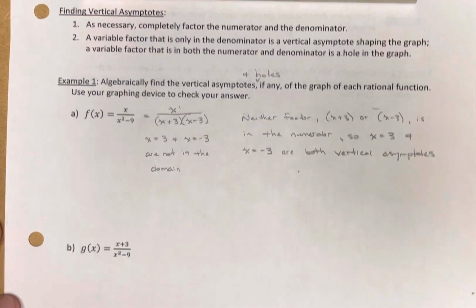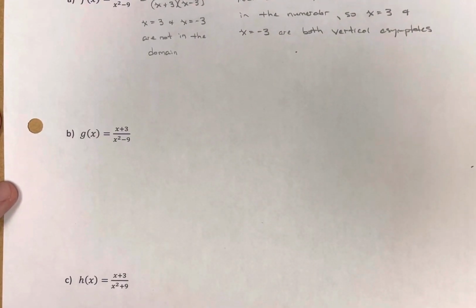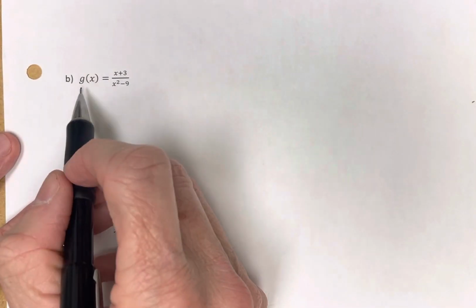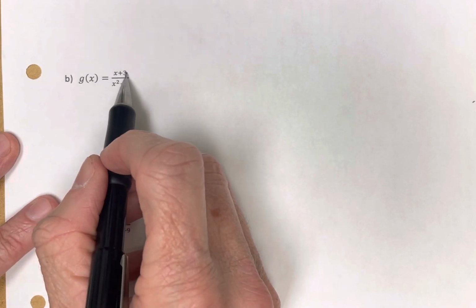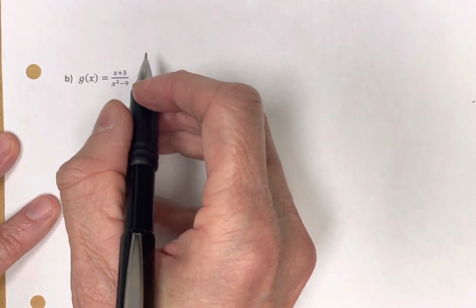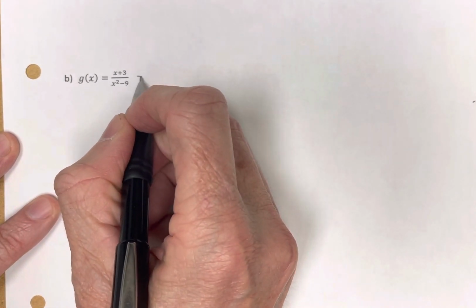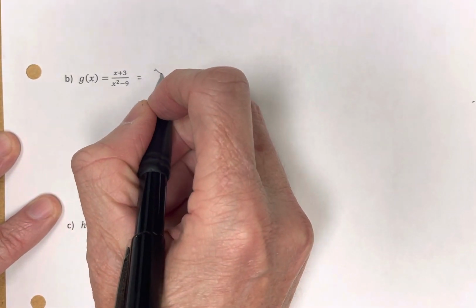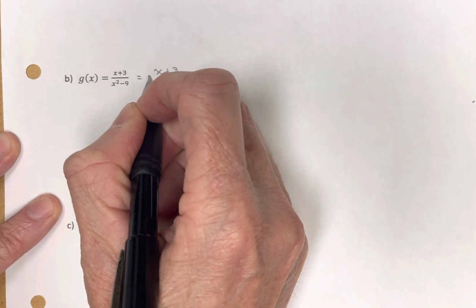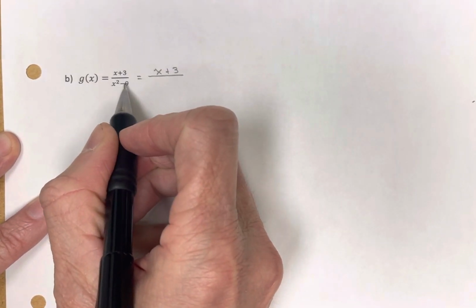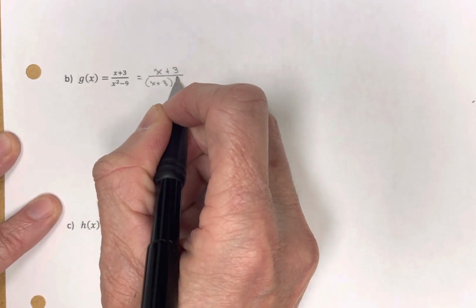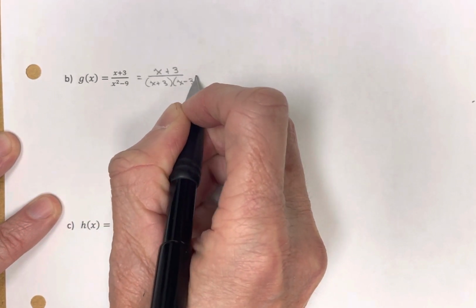Okay, let's do a second example. This time we'll call our rational function g of x, and it's x plus 3 divided by x squared minus 9. As necessary, completely factor. Well, the numerator is already factored. The denominator is a difference of squares. It can be factored as x plus 3 times x minus 3.